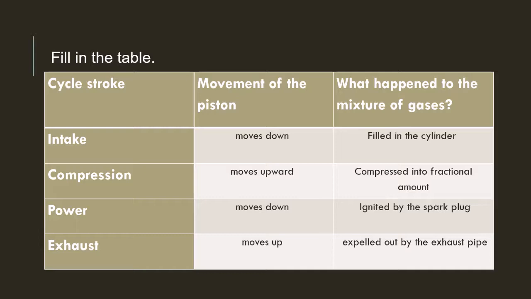Fill in the table. For the cycle stroke intake, the movement of the piston is down. What happened to the mixture of gases? Filled in the cylinder. For the compression, the movement of the piston is upward. What happened to the mixture of gases? Compressed into a fractional amount. For the power, the movement of the piston is down. What happened to the mixture of gases? Ignited by the spark plug. For the exhaust, the movement of the piston is up. And what happened to the mixture of gases? Expelled out by the exhaust pipe.